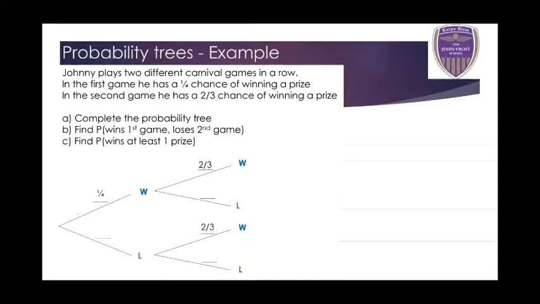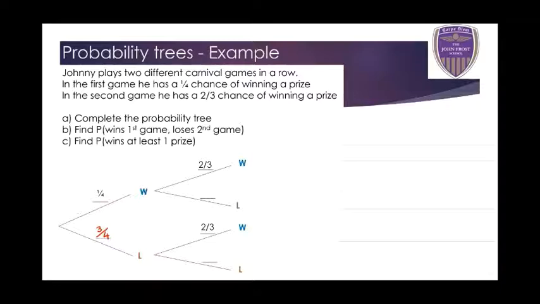So something plus a quarter equals 1. Well, it's going to be 3/4. So the chance of him losing the first game is 3/4. That way, a quarter plus 3/4 equals 1. And all probability outcomes have to equal 1 because it shows that there is an outcome. There has to be an outcome, okay?